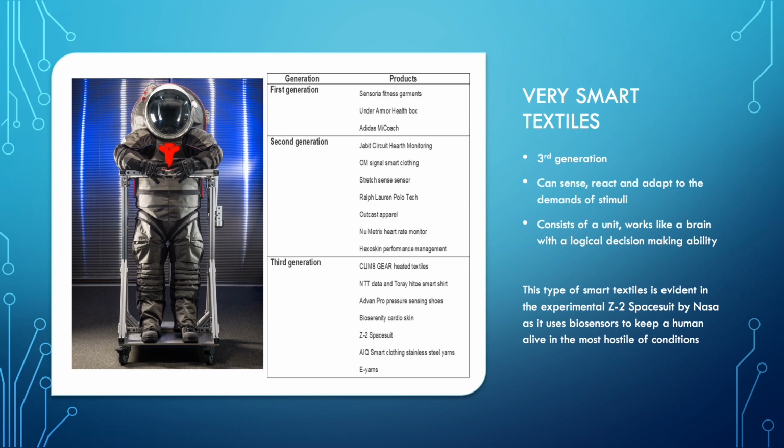An example of this is the experimental Z2 spacesuit by NASA. This suit has a large array of biosensors, allowing it to process and react in real time to environmental stimuli. These suits are created to keep humans alive in even the most hostile environments. Thus, smart textile technology remains in its infancy, but has a huge and expanding scope for potential for aesthetic and performance-enhancing values in a multitude of fields.